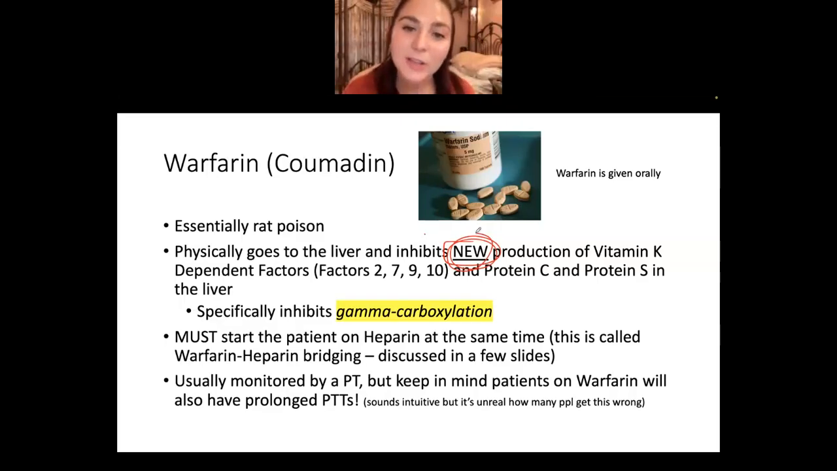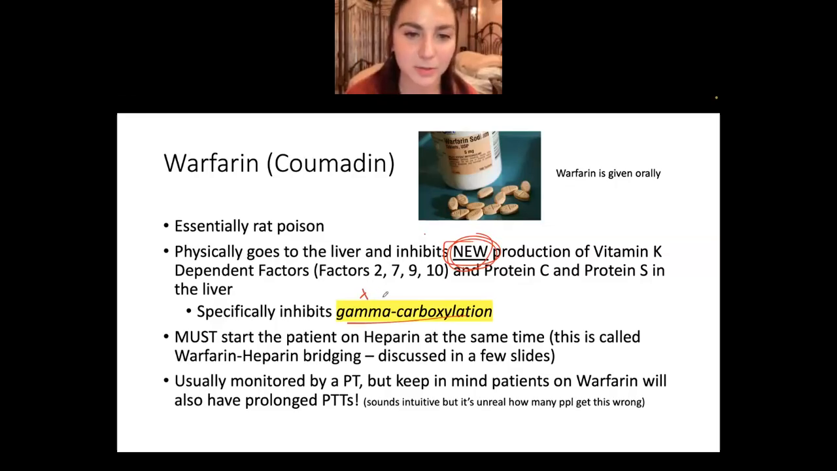So imagine it literally goes to that enzyme. Basically what it's doing is inhibiting gamma carboxylation. I highlighted this because this is its mechanism of action, so it does get asked. Mechanism tends to get asked a lot with pharm. So imagine it goes to the liver and finds the enzyme that makes new factor 2, new factor 7, 9, and 10, and it blocks this process of gamma carboxylation.